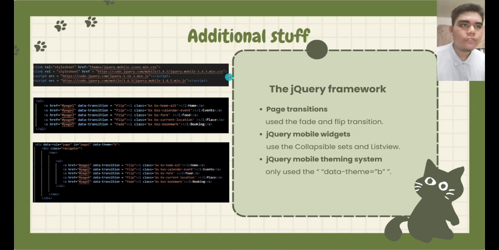Then additional stuff: the jQuery framework-based transition using the flip transition, jQuery Mobile widgets such as the collapsible set and list view, and the jQuery Mobile theme system, using only the data theme.